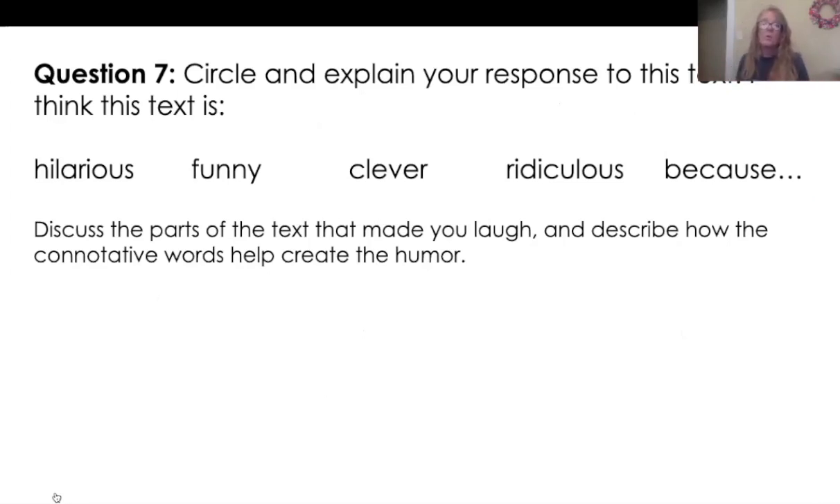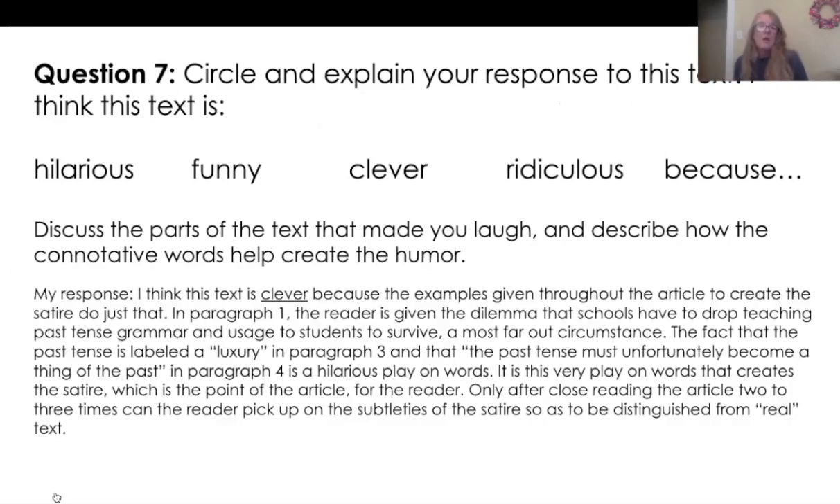So pick one of those 4 words, and then discuss the parts of the text that made you laugh and describe how the connotative words helped create the humor. So I think this text is clever. That's the word I've chosen, because the examples given throughout the article to create the satire do just that.